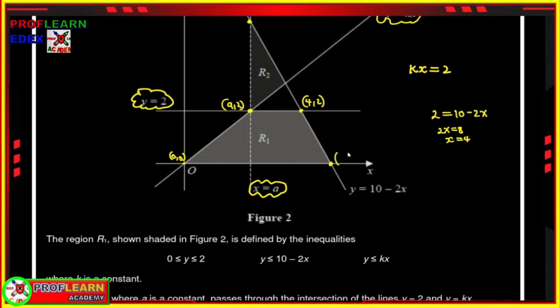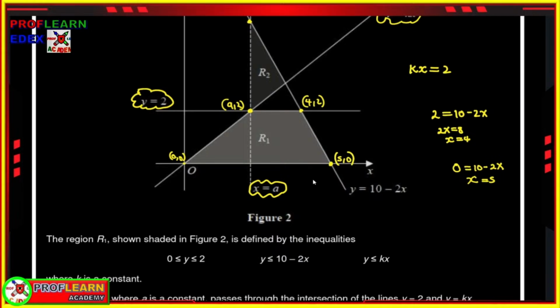Then we have another coordinate here, which is going to be what? The y value for this coordinate is actually 0, because this is the x-axis. So we substitute 0 here, and we get the value of x being equal to 5. This is how I got it: I said y is 0, equal to 10 minus 2x. Then 2x divided by 2 both sides, our x becomes 5.